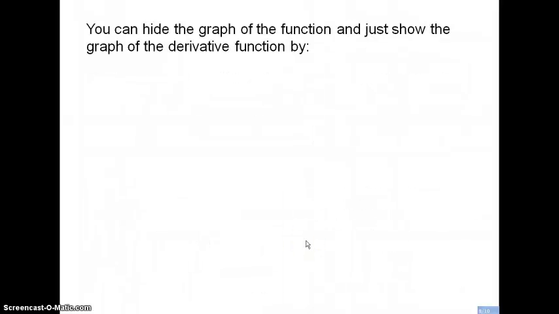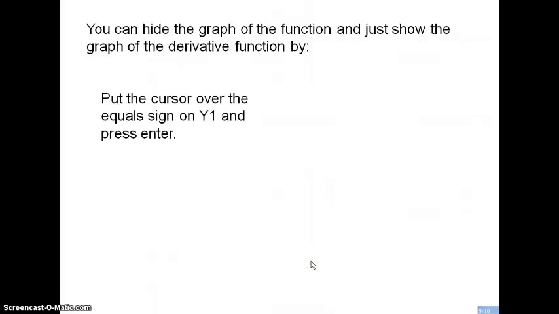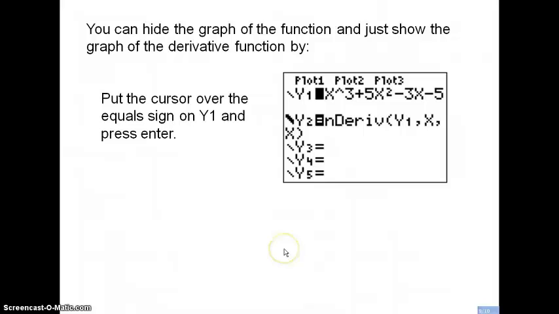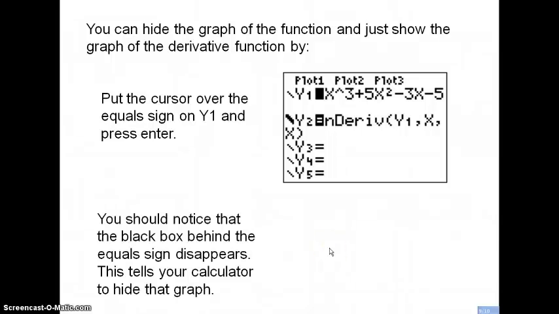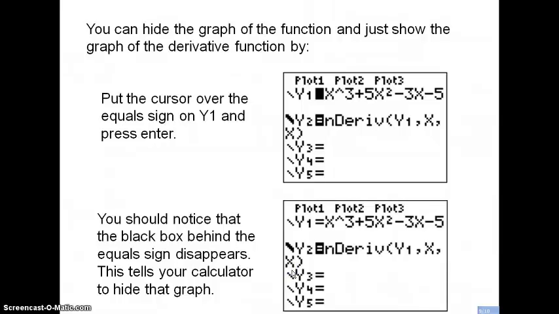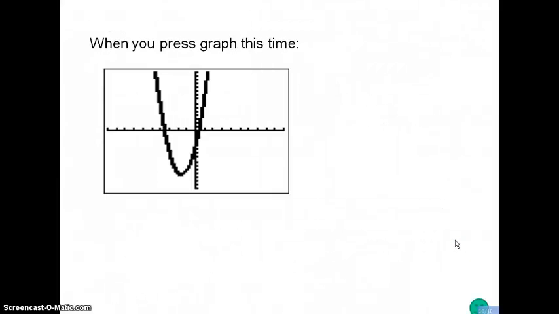Let's say that you just want to see the graph of the derivative function. You don't want to see the graph of the original function. Well, you can hide the graph of a function and just show one or another graph. Put the cursor over the equal sign on Y1 and press enter. Here's a screenshot. You got that black bouncing cursor. Put it over the equal sign and then hit enter. And you should notice that the black box behind the equal sign disappears like it does in this screenshot. This tells your calculator to hide that graph, that you're only interested in graphing the functions that have the black box around the equal sign. So when you press graph this time, all you see is the graph of the derivative function.